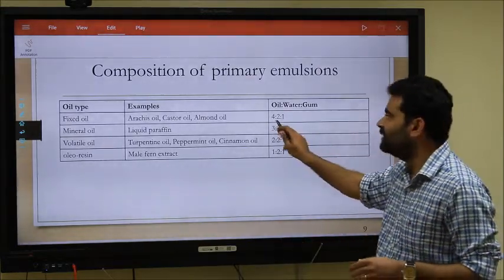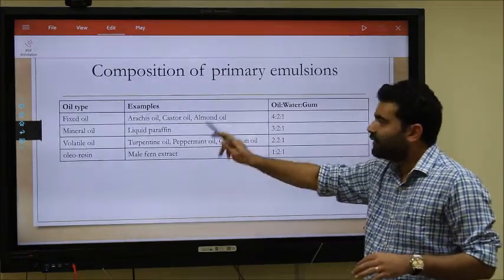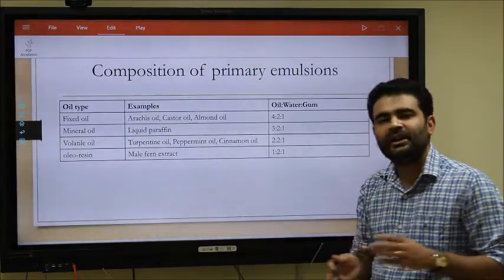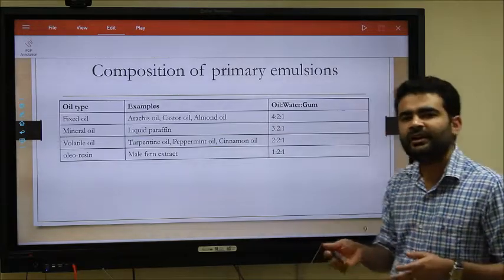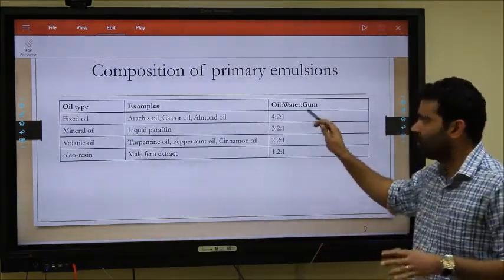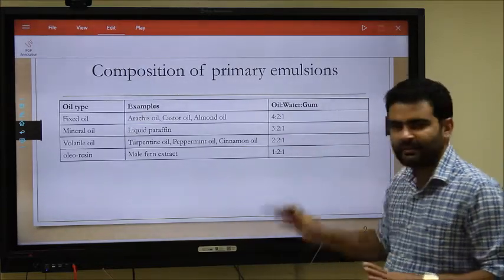In the case of fixed oil, 4 parts of fixed oil are used. For example, arachis oil, almond oil, castor oil are examples of fixed oil. These types of oil are added in 4 parts. Liquid paraffin is an example of mineral oil. In the case of mineral oil, 3 parts are added, while the water and gum are similar in quantity, 2 parts of water and 1 part of gum.